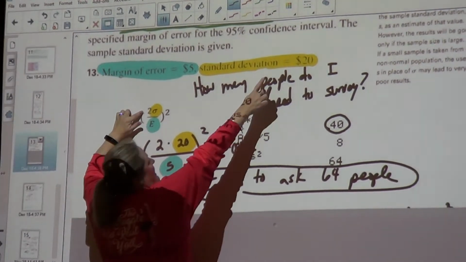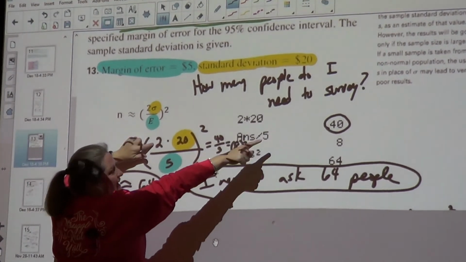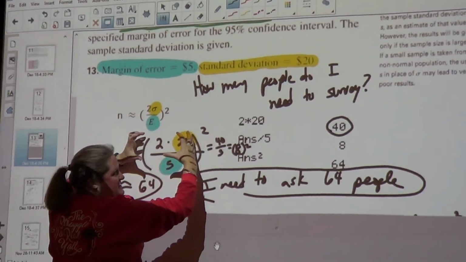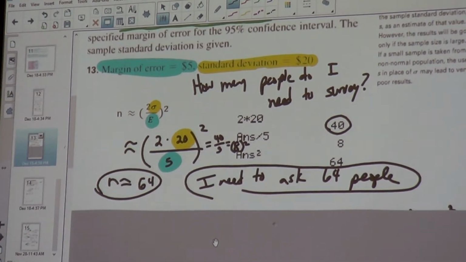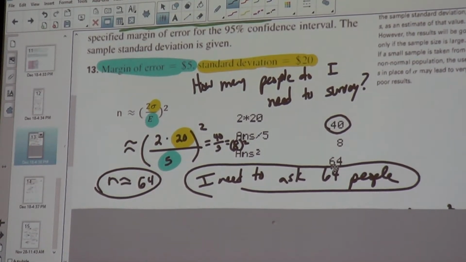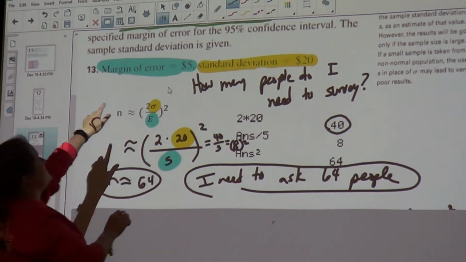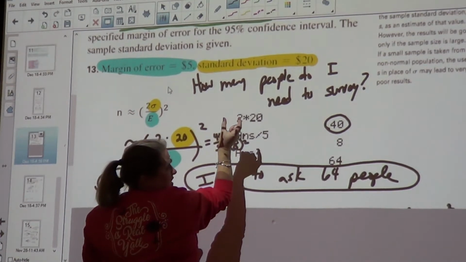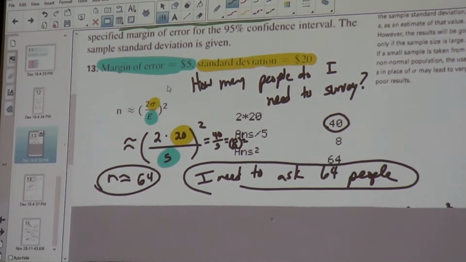It was 2 times 20 divided by 5. So I did 2 times 20, got an answer. Then I divided it by 5, got an answer, and then I squared the whole thing. I don't try to type it in as one, because sometimes you'll get it screwed up. So in order for me to have a margin of error of $5 with a standard deviation of 20, I need to ask 64 people. So it's like figuring it out backwards.